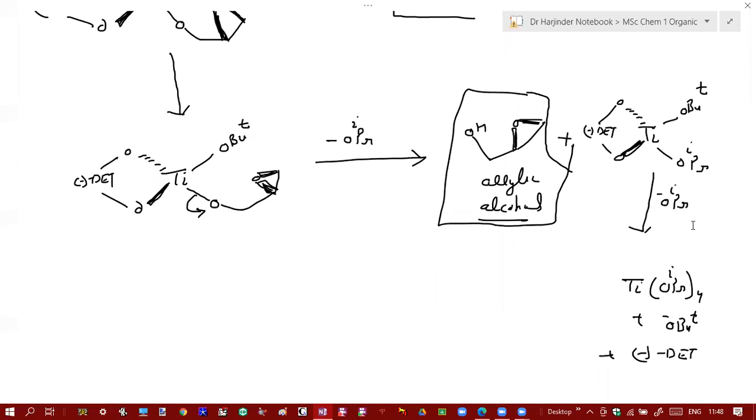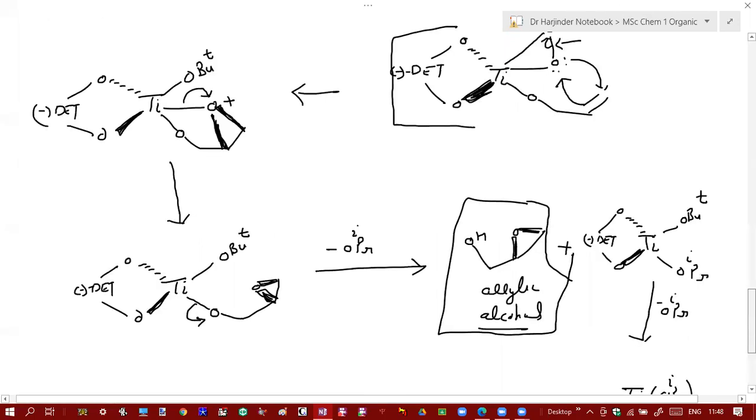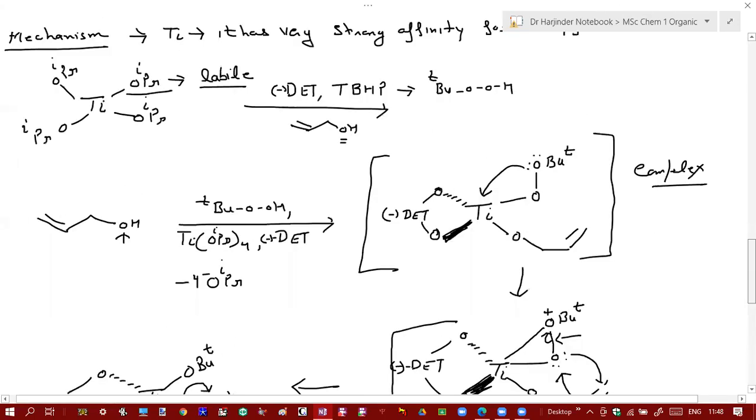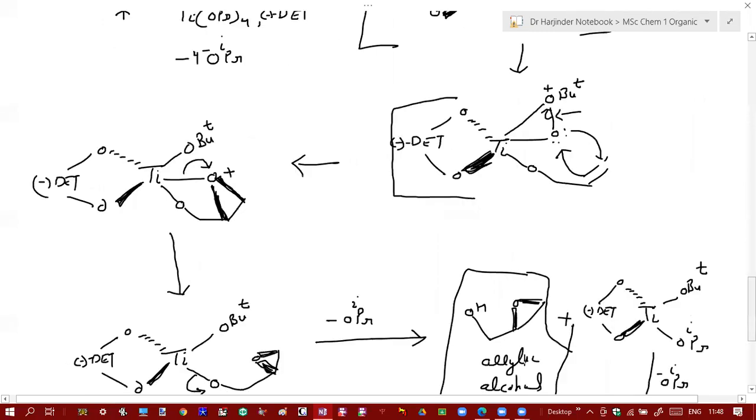So beta, go through this mechanism once again, and if you have any doubt in any step, please ask. It is very important, and in the exam there is a 90% chance that a question can come: discuss Sharpless asymmetric epoxidation reaction. If you look at previous question papers, it has appeared in almost every question paper. So if you have any question or any doubt, please go through this, and please ask.